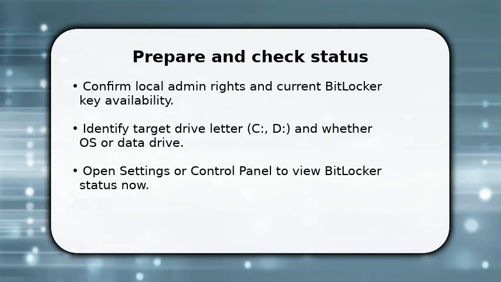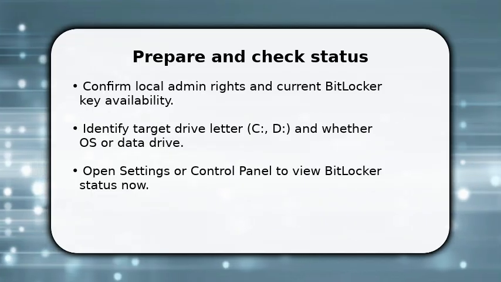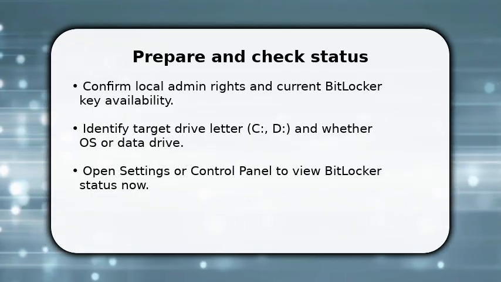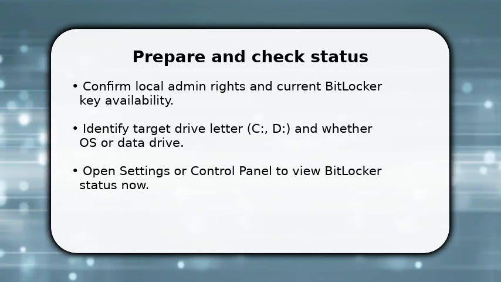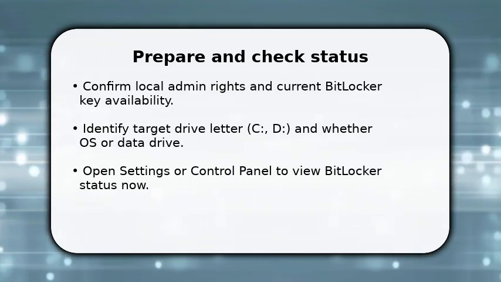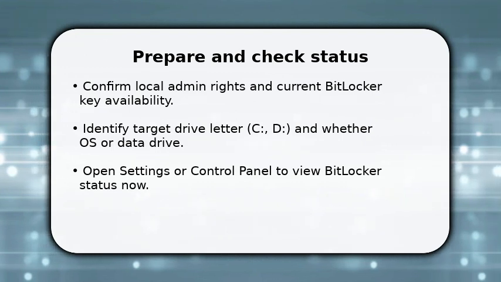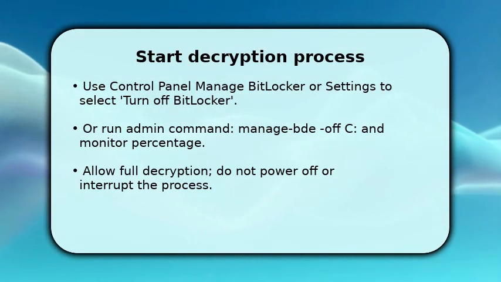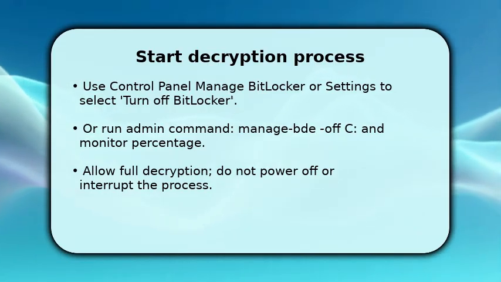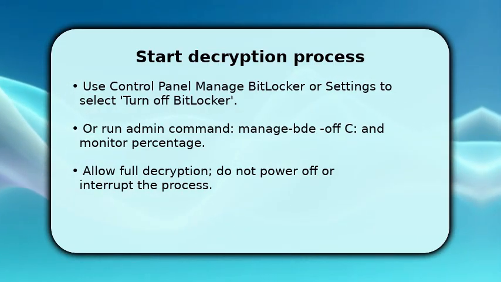Decrypting can take time. If you rely on a TPM or startup PIN, note those setups now so you can reverse them later. Once you see the encrypted drive, move to the Decrypt action. Begin by selecting the encrypted drive and choosing Turn off BitLocker. This instructs Windows to decrypt the drive and remove encryption protection.